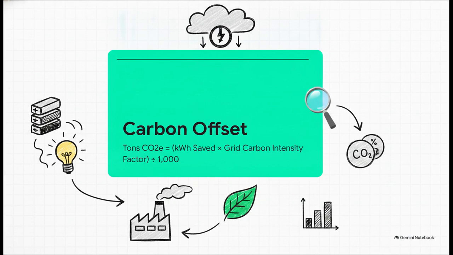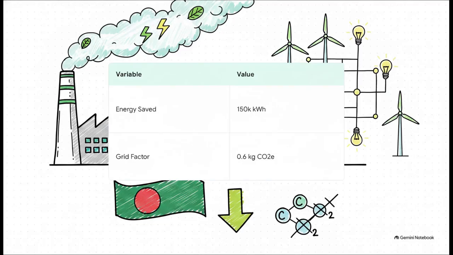This direct conversion is exactly how massive global companies report their Scope 2 emissions, which, just as a quick reminder, are the indirect emissions from purchased electricity. Let's look at our next practice problem. We're going to ground this one in real data from the Bangladesh electrical grid.